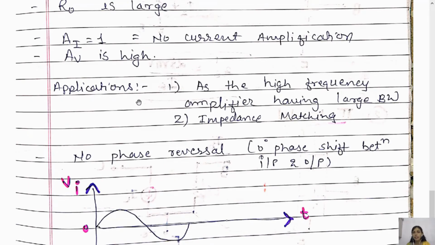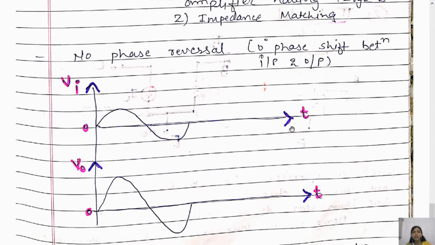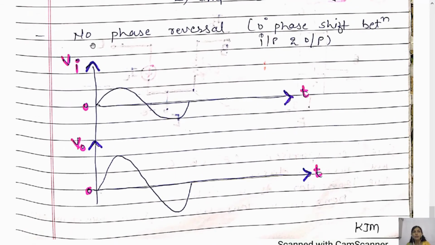Applications of the common base amplifier: it is used as a high frequency amplifier having large bandwidth. The common base amplifier is used for high frequency amplifiers and impedance matching. No phase reversal, that means 0 degree phase shift between input and output.